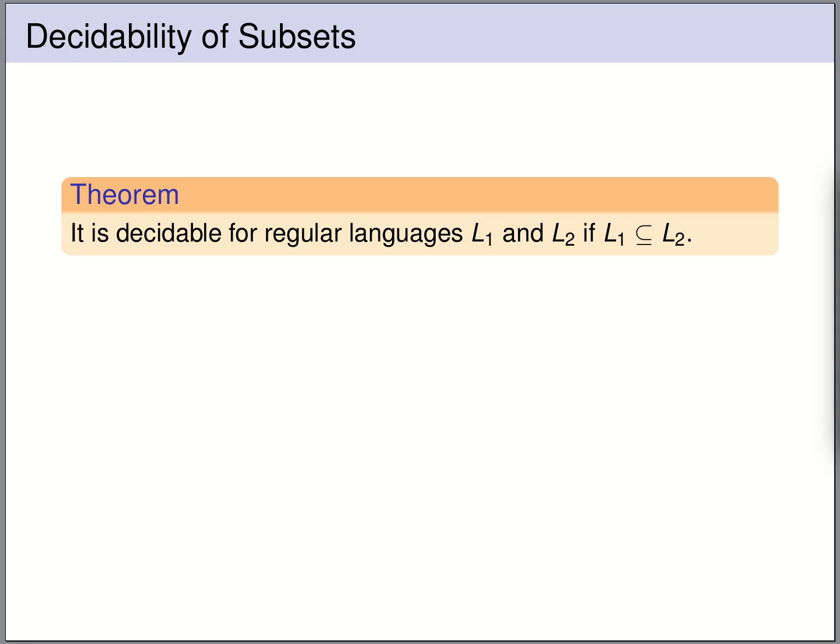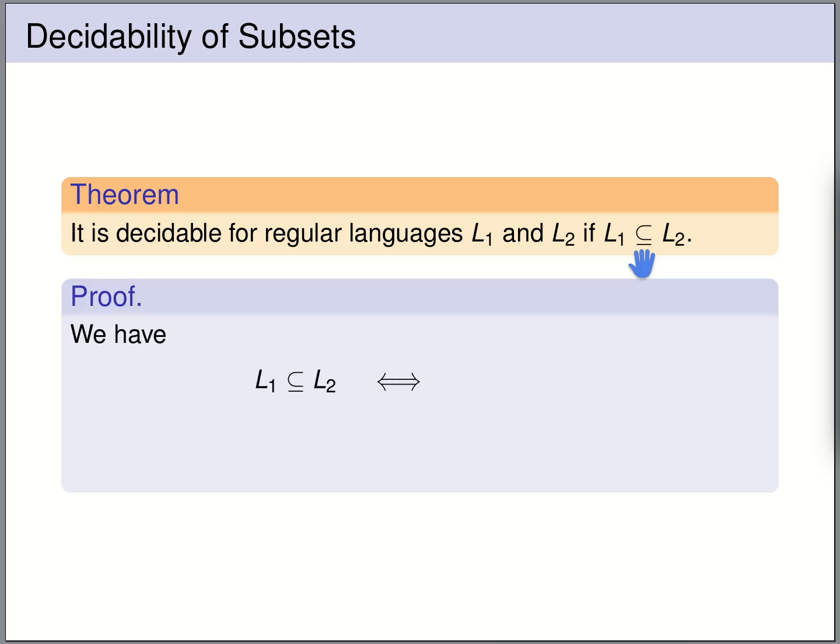Inclusion among regular languages is decidable. So given regular languages L1 and L2, we can decide whether L1 is a subset of L2. How do we do this? Again, we assume that L1 and L2 are given as deterministic finite automata.